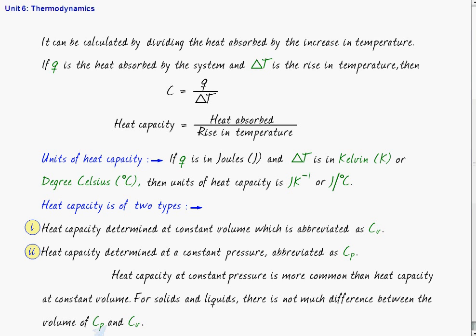Now we have understood that the heat capacity is directly proportional to the quantity of the substance, isn't it? So more heat is required to raise the temperature of a large sample of a substance by 1 degree Celsius than what is needed for a small sample of the same substance. In other words, you can see, larger the sample, greater its heat capacity.